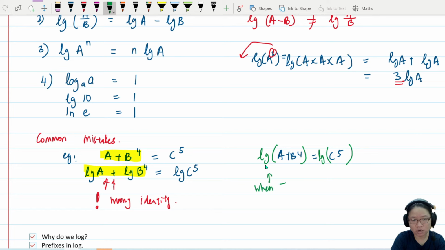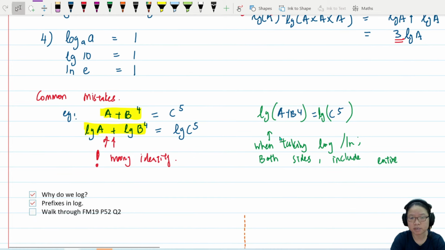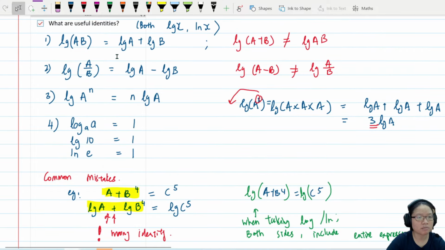When taking log or ln of both sides, you will include the entire expression. So whatever the entire expression is, if it's A plus B power 4, then it's A plus B power 4. Okay, and I think these identities should be enough for most questions, if not all.